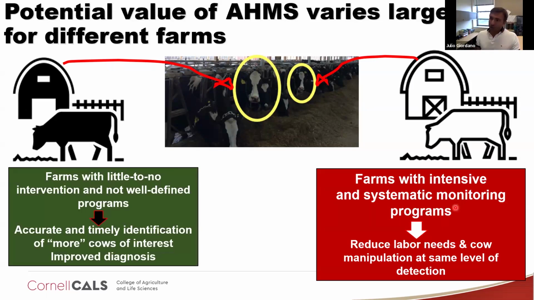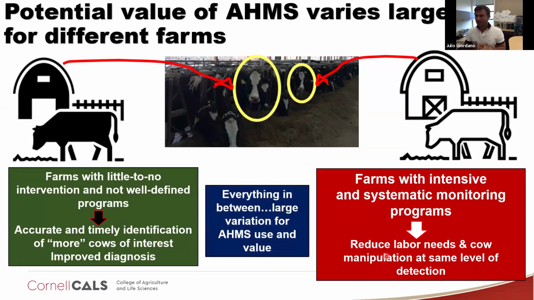And for those farms, the potential value might not be on being better at spotting the cows of interest, but rather reducing labor needs and cow manipulation, and still being able to find a relatively similar proportion of cows and have relatively similar herd performance. Of course, there is then everything in between, okay? And then each farm has to figure out what's the best way for them to use these technologies.